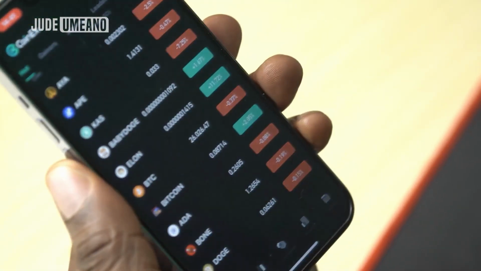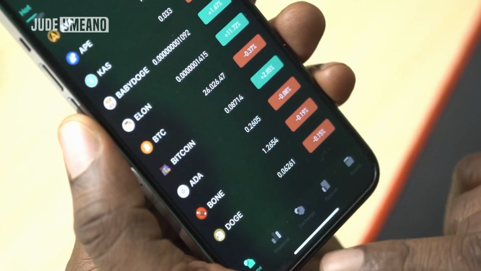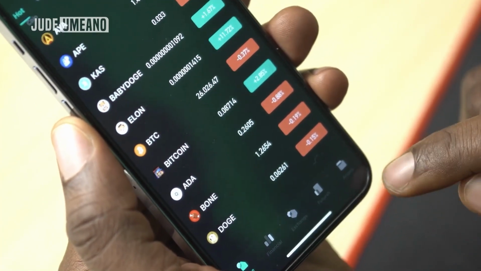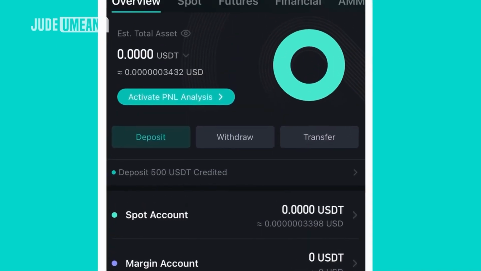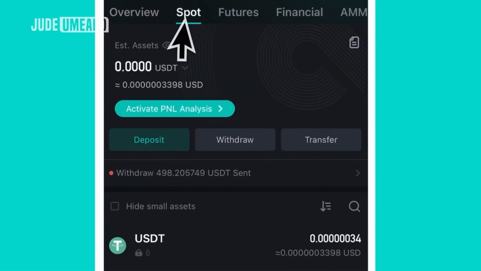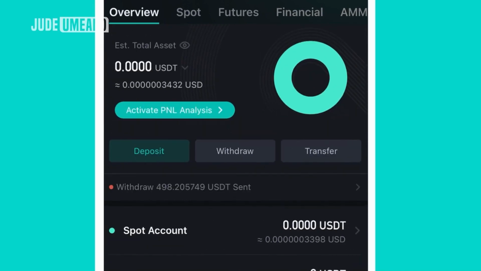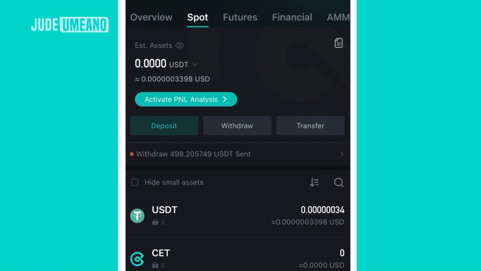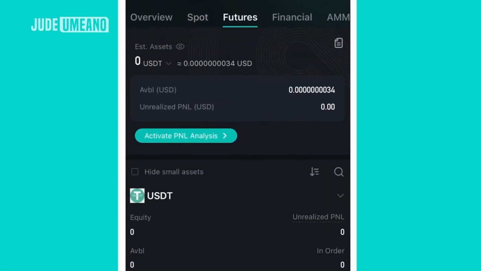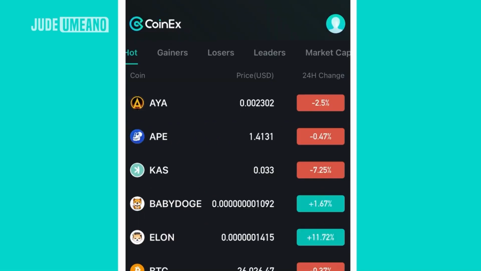Now let's go to the assets at the bottom right of the menu before we come to the financial, exchange, and futures. If you click on assets, you see the overview first, then you can see spot, futures, financial, AMM. Now, the money you want to trade spot with is what you have in the spot section. That of futures is in the futures, and likewise financial and AMM. I hope you get what I mean.